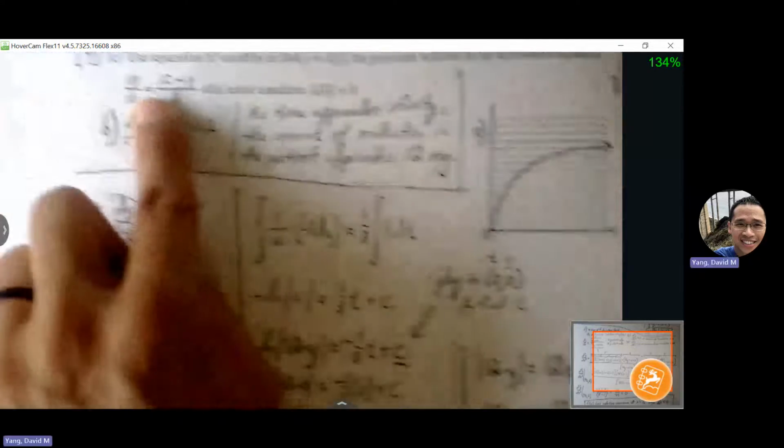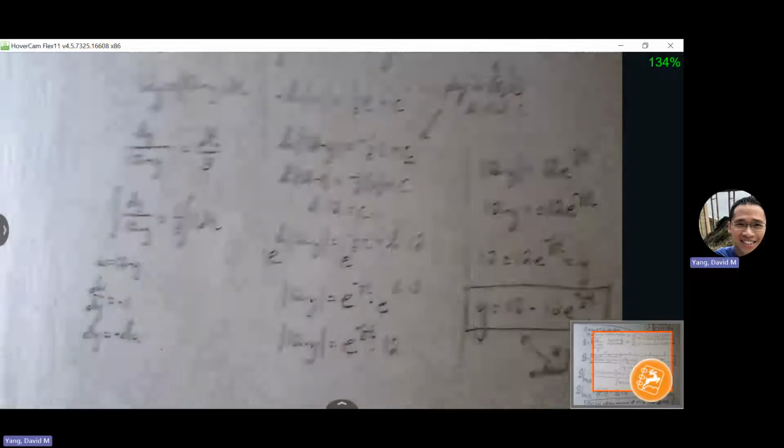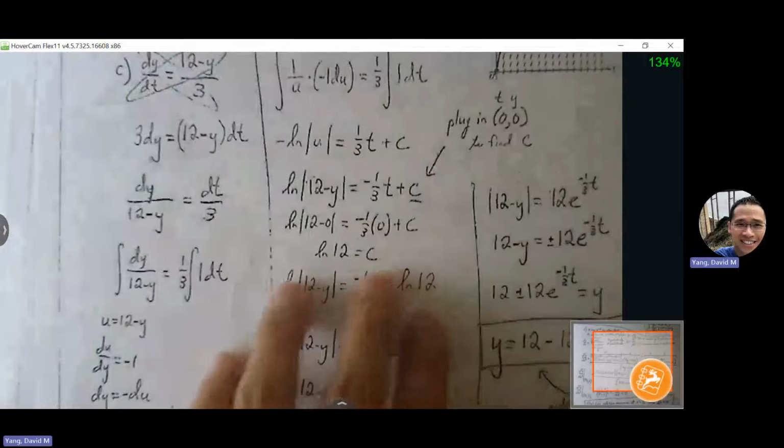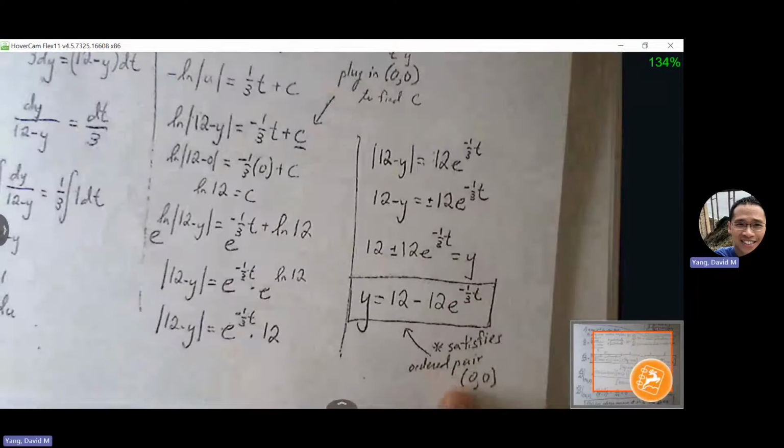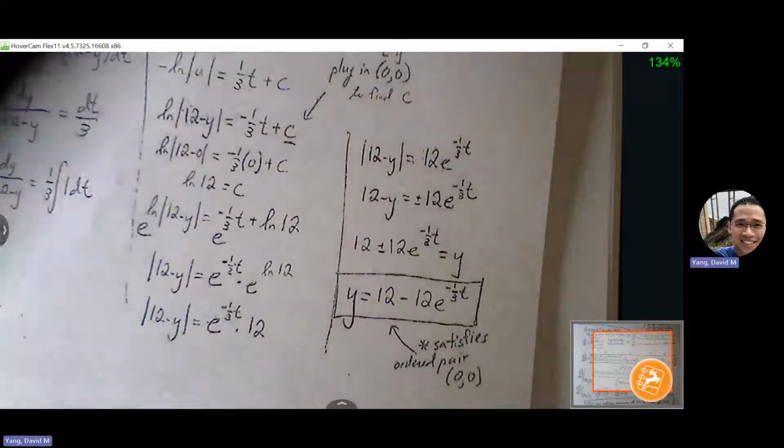Use separation of variables to solve the differential equation. We can cross multiply, separate our variables, get our y's on the left, x's on the right, plug in the ordered pair, solve for c, and then solve for y. So we've seen a lot of those. Hopefully that feels pretty straightforward.